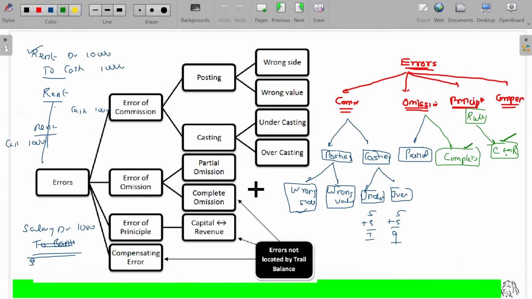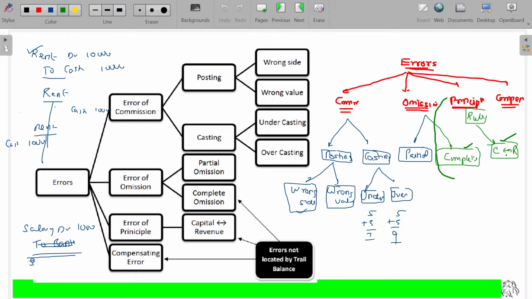So because of these 3 errors, what are they? Complete omission, error of principle, compensating error. We cannot locate that error by preparing the trial balance. In rest of the cases, by preparing the trial balance, you can find out there may be error or not based on the disagreement. Is that okay?